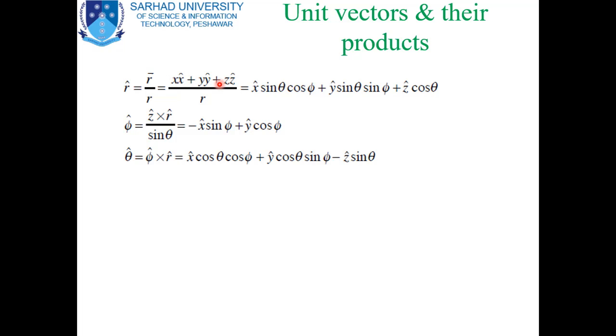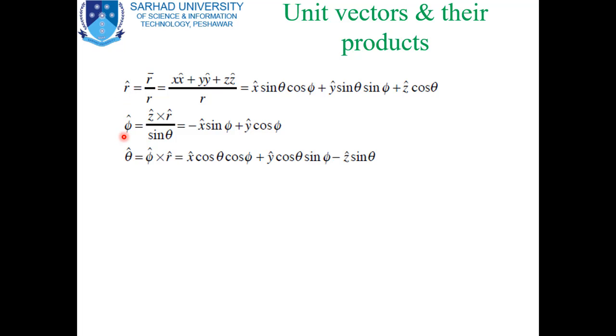So we will take common the r term, and r will cancel with the lower r. So we will have remaining sin theta cos phi x cap or ax plus sin theta sin phi y cap or ay and cos theta z cap or az. So this is the unit vector of the spherical coordinate in the radial direction.